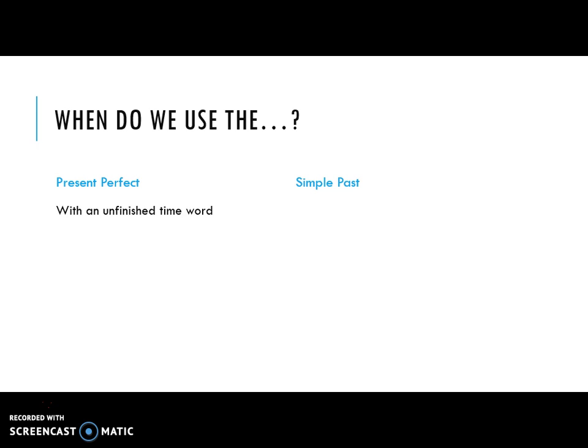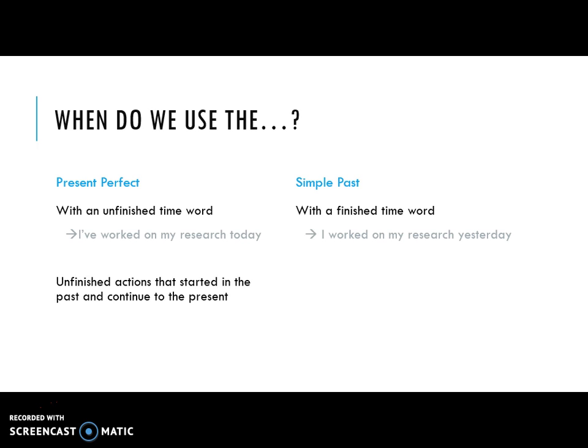Alright, present perfect is used with an unfinished time word. Simple past is used with a finished time word. So, an example, I've worked on my research today. Today continues. Today is unfinished. Right? So we use present perfect. However, I worked on my research yesterday. Yesterday is a finished time word. Yesterday is completed. It is finished, so we use simple past.